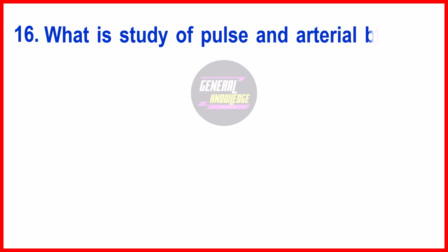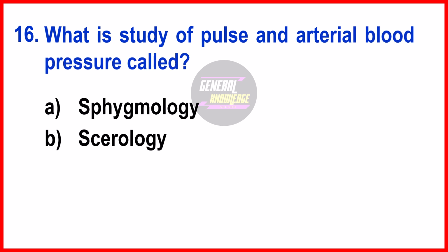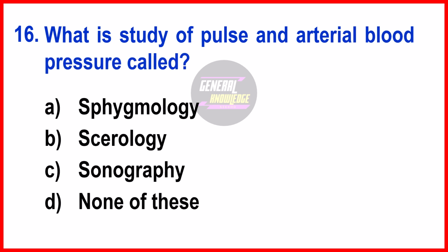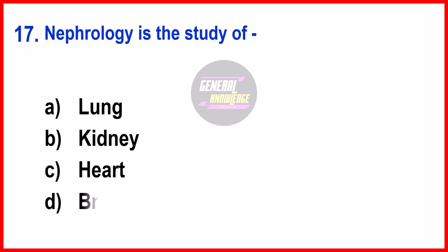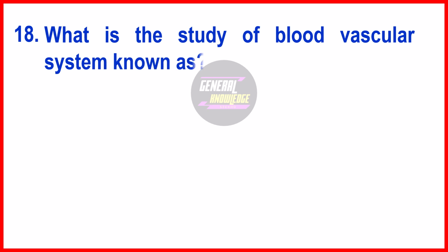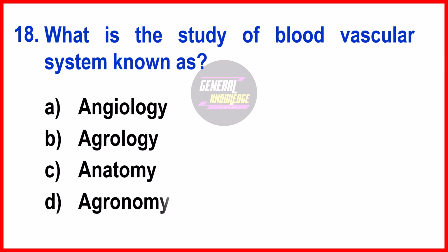Question number 16. What is study of pulse and arterial blood pressure called? The right answer is option A, sphygmology. Question number 17. Nephrology is the study of. The right answer is option B, kidney. Question number 18. What is the study of blood vascular system known as? The right answer is option A, angiology.